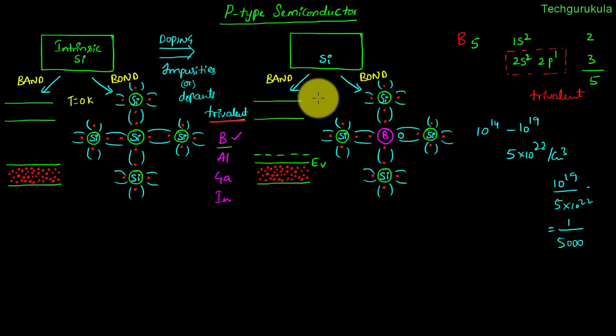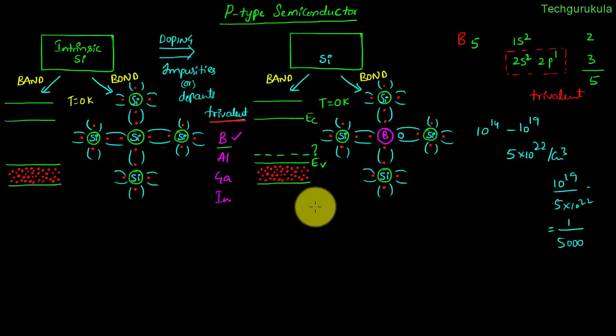Now this assumption is at T equals 0 Kelvin, and this vacant state is actually not filled with any electrons. But we cannot call this a hole because this vacant state is not present in the valence band. It is present somewhere in the energy band gap, but closer to EV. Now this energy level, we don't know what to call at this point of time, so we will name it as we go forward.